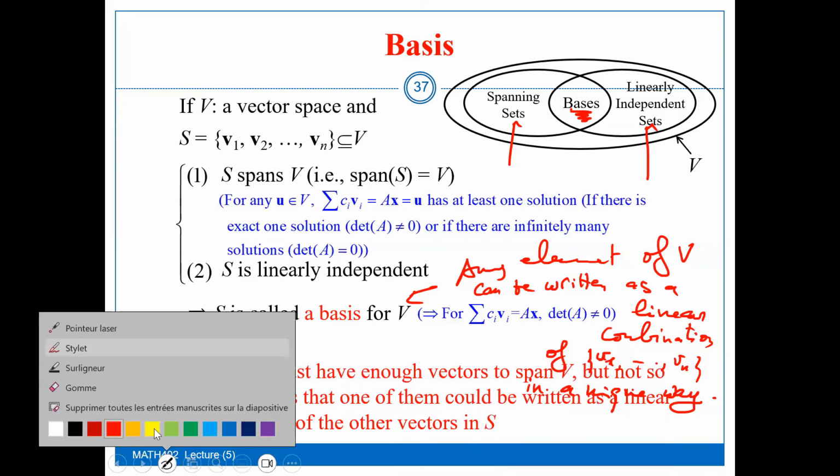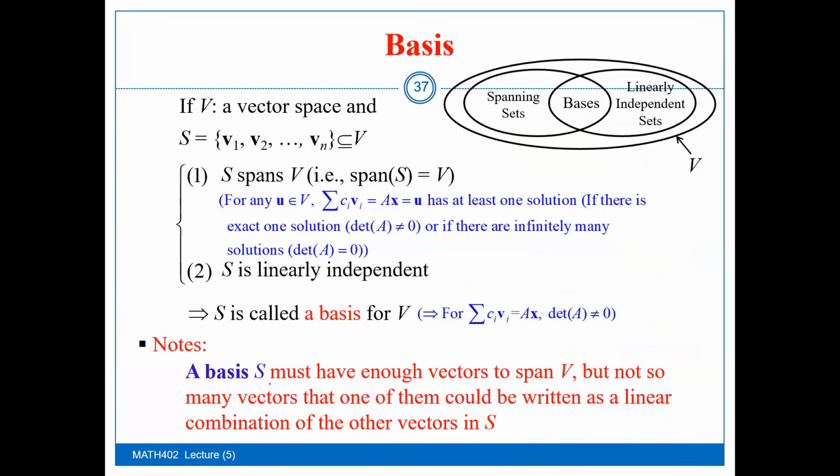And so it's important that a basis must have enough vectors to span the whole space, but not so many vectors that one of them is a linear combination of the others. So you need the right number of vectors to have a base. Okay?